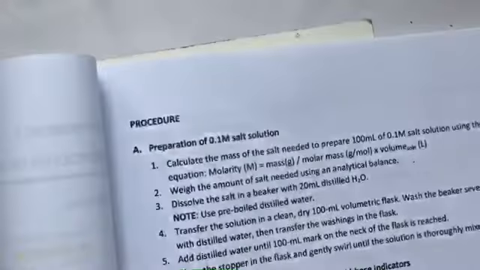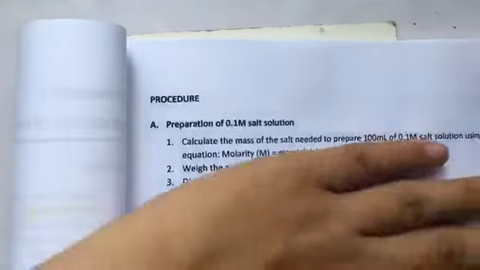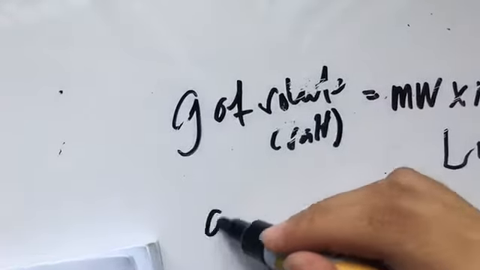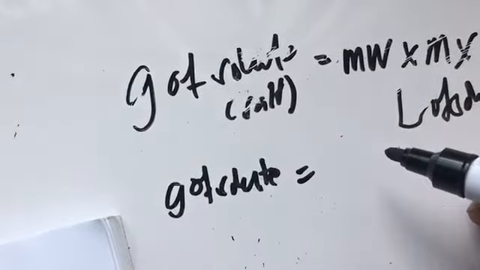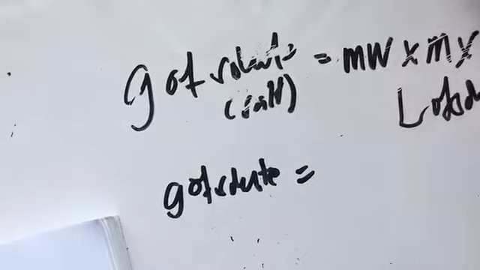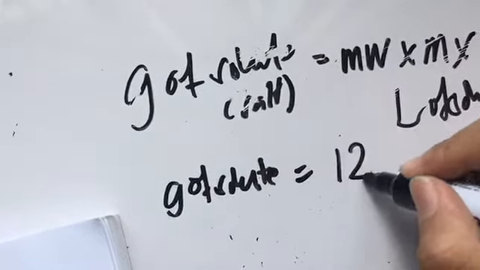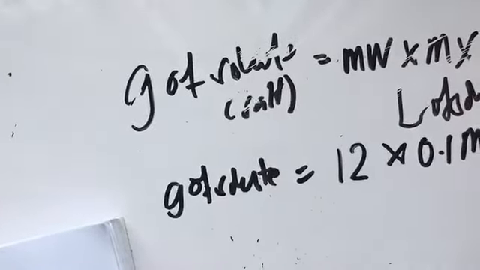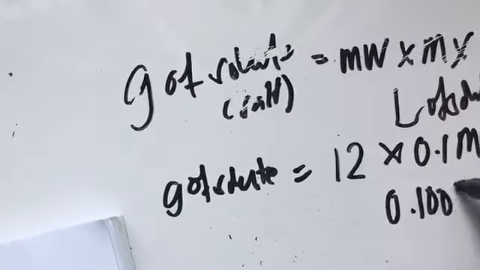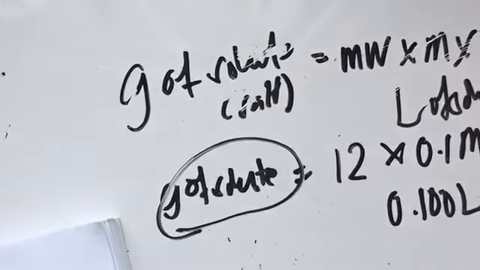For example, calculate the mass of the salt needed to prepare 100 ml of 0.1 molar salt solution. For grams of solute, the molar weight, for example the salt we prepare is NaCl. What is the molar weight of NaCl? I don't know, so let's say the molar weight of NaCl is 12. It's just an example. 12 times the given molarity of 0.1 molar, and the liters of solution is 100 ml, so 0.100 liter. Multiply that, and that will be your grams of solute for preparing the salt solution.